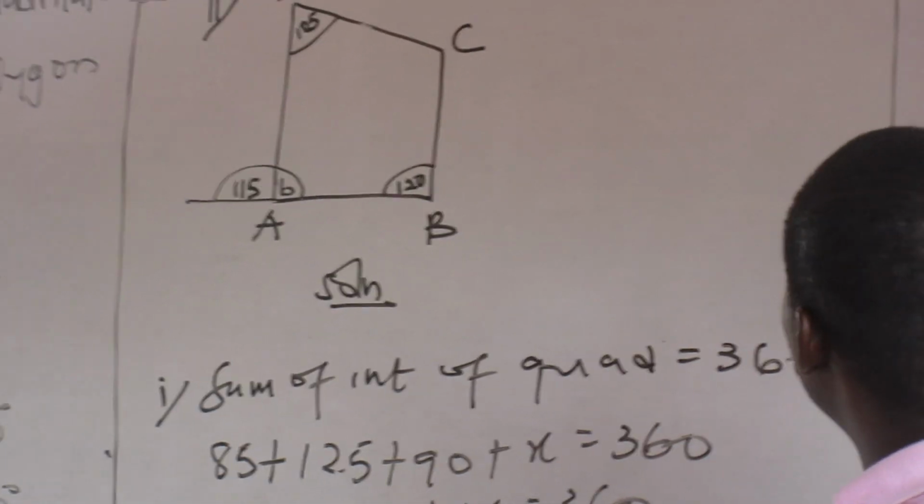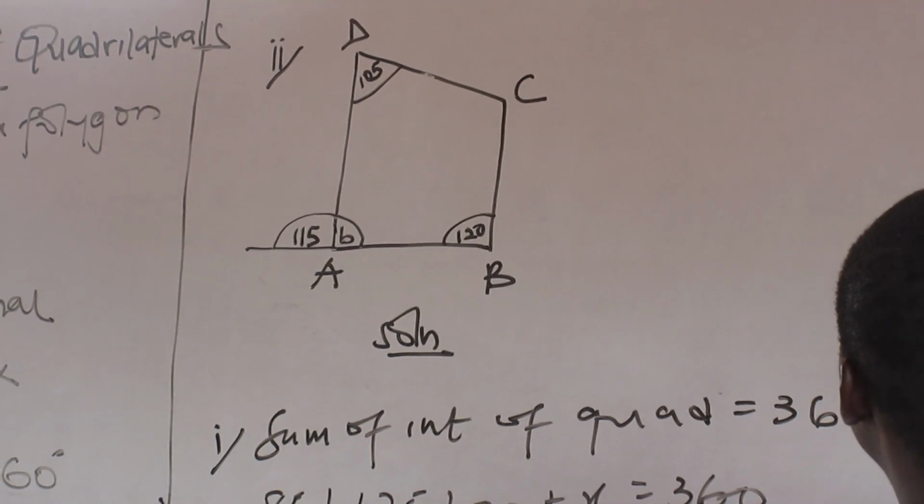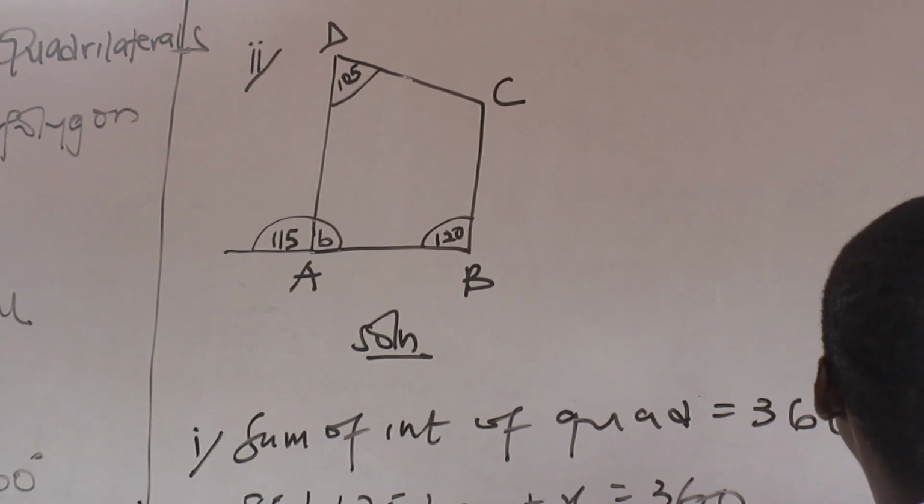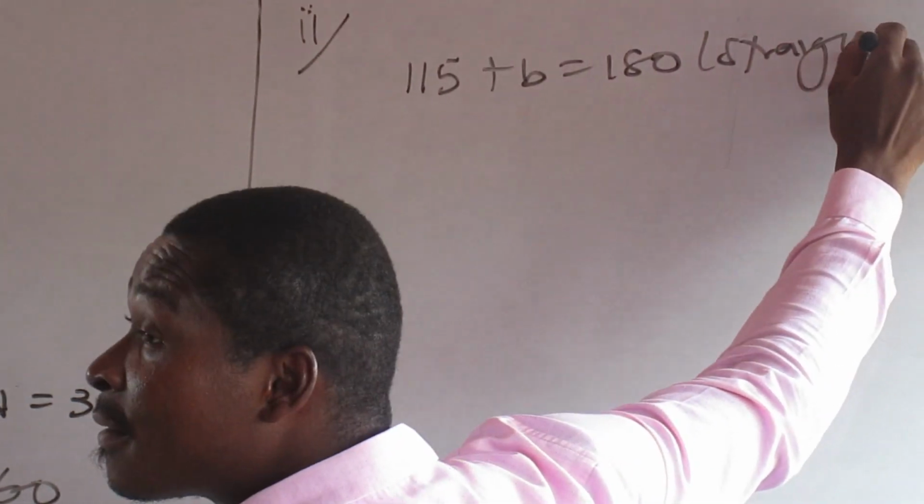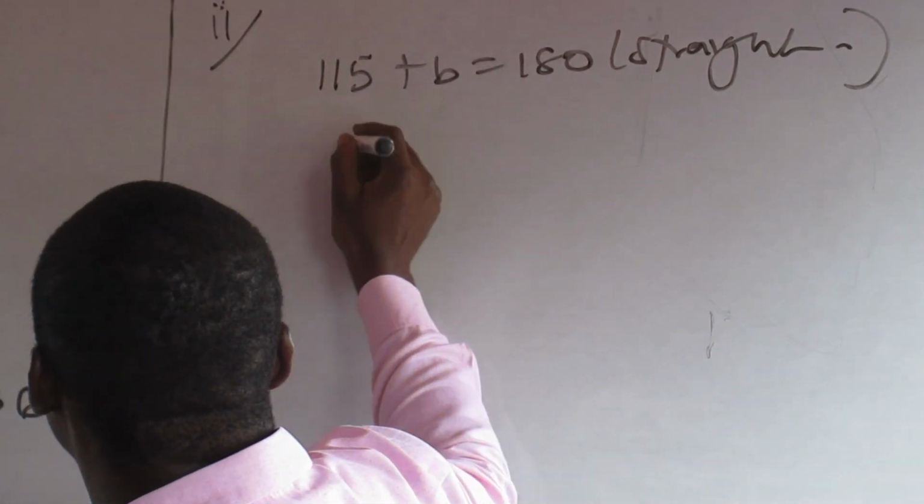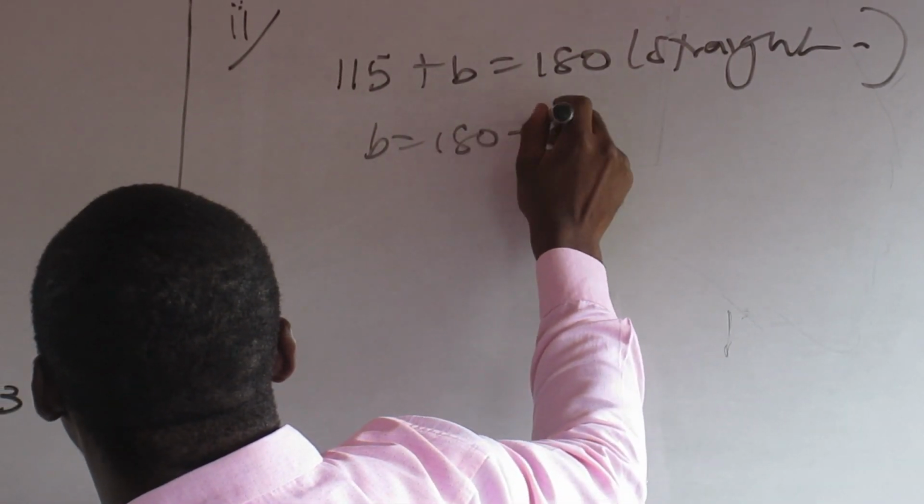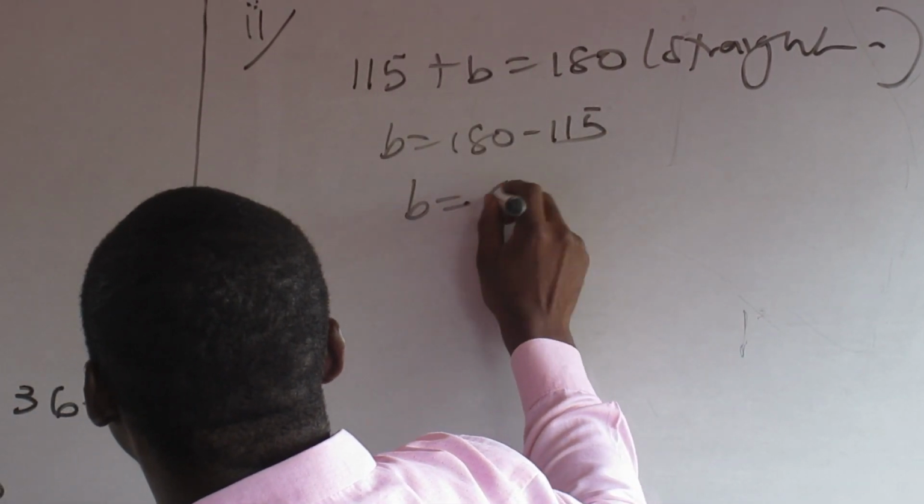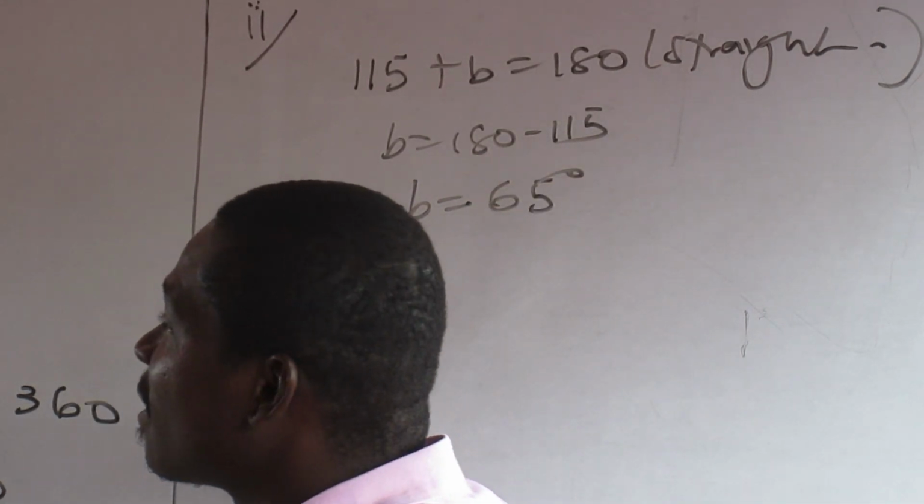Now the next one. I want B, so I can just get my B straight away. Do you believe that? That is straight line angles. Okay? Straight line. So B is 180 minus what? 115. B is what? 65 degrees. So I have my B.